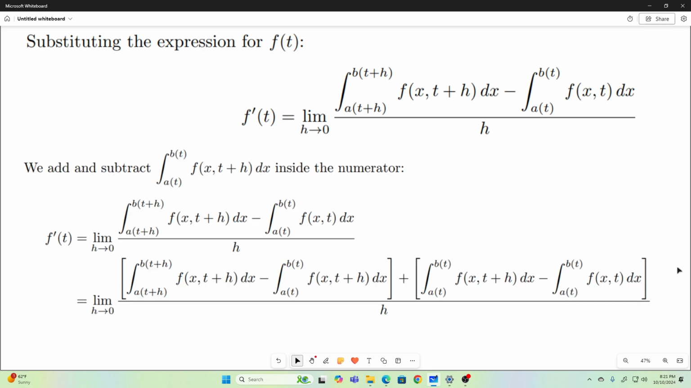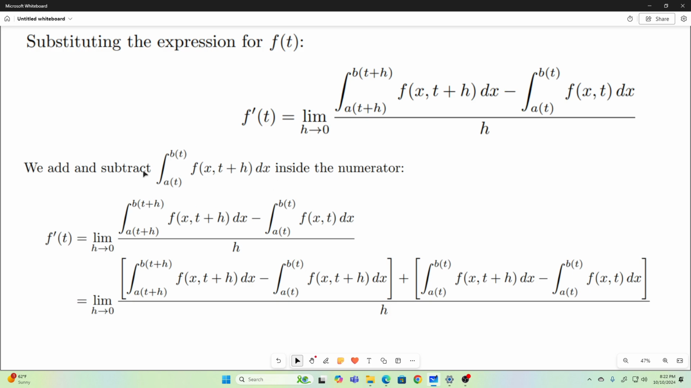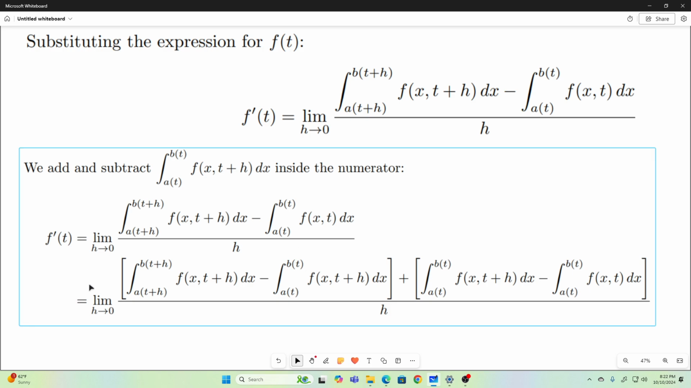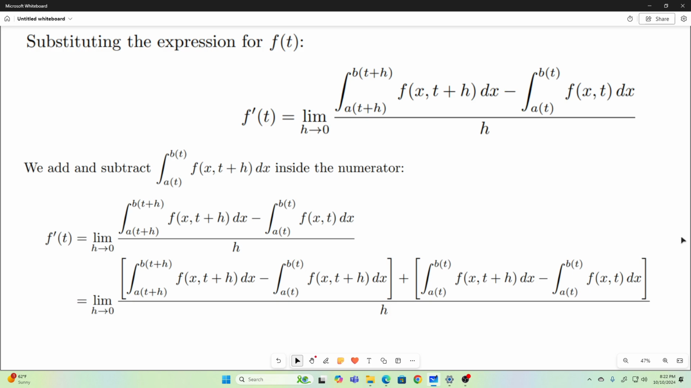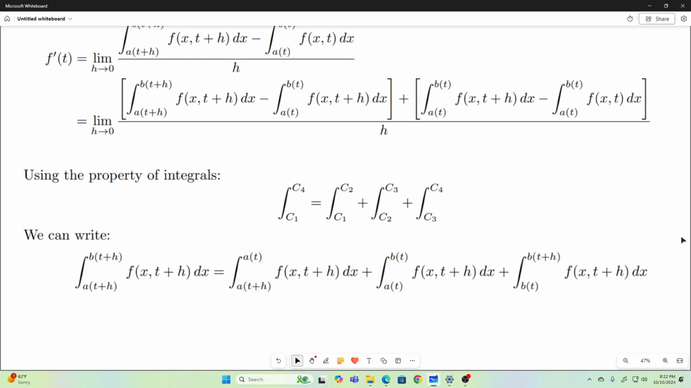All right. So next, what we're going to do is we're just going to add and subtract the exact same thing inside the numerator. And what we're going to be adding and subtracting is this thing. So we're going to add and subtract that exact thing into the numerator, and then we'll regroup and we'll get this. Go ahead and pause the video if you want to follow that more closely, but I just want to move along.